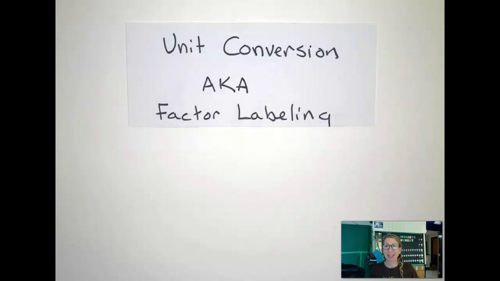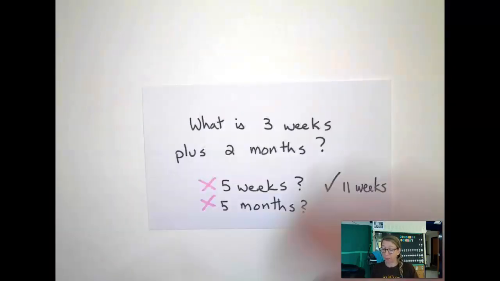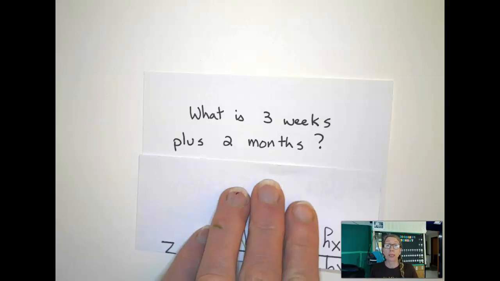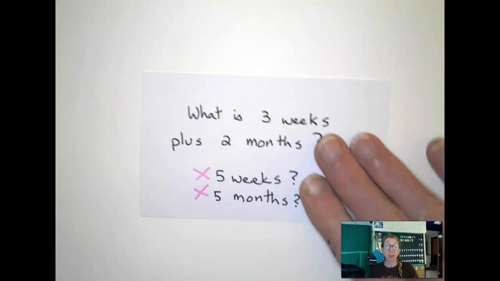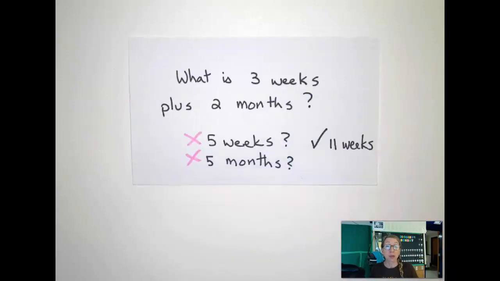This is Miss Malton, and today we're going to learn about unit conversion, also known as factor labeling and sometimes even called dimensional analysis. Now, here's a question. What is 3 weeks plus 2 months? Is it 5 weeks? Is it 5 months? No, it's 11 weeks. Wow.